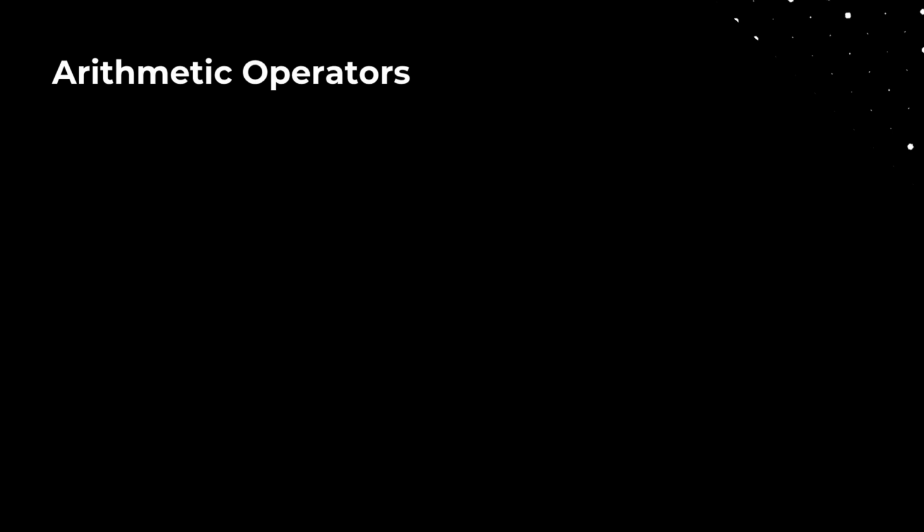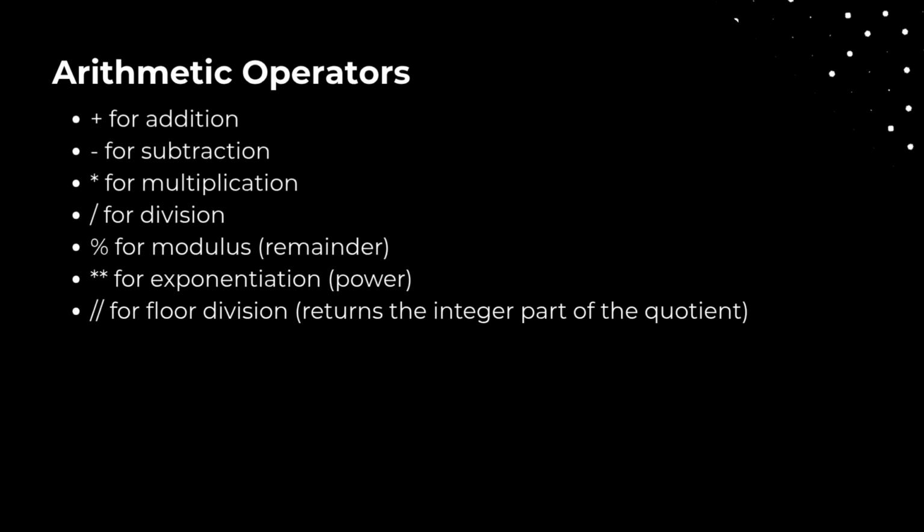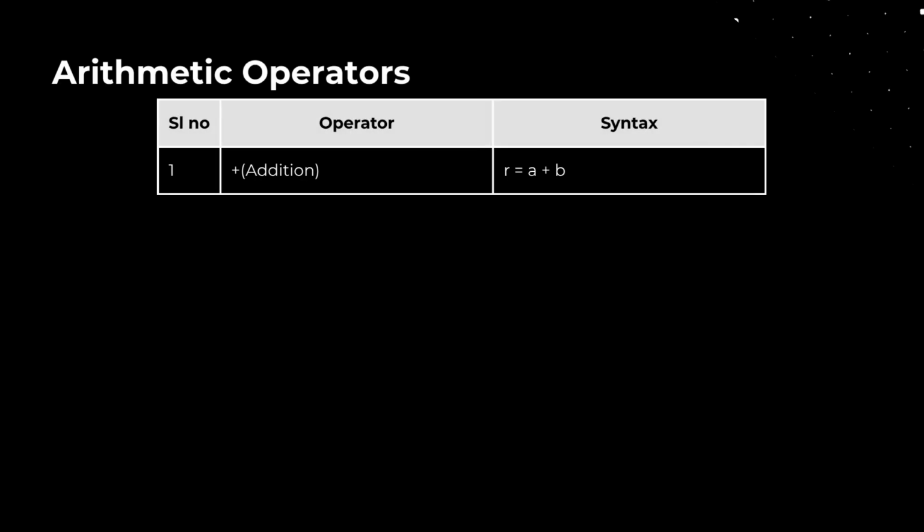First up, arithmetic operators. In Python, arithmetic operators are used to perform basic mathematical operations between two operands. These include addition, subtraction, multiplication, division, modulus or remainder, exponentiation or power, and floor division. These operators enable you to carry out essential calculations in your Python programs. This is the table of the arithmetic operators for the detailed explanation.